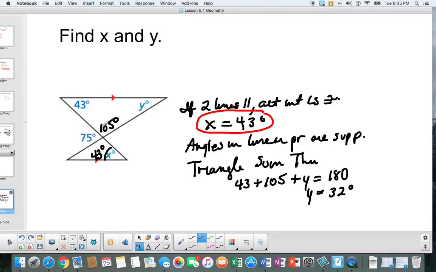And I knew that these two angles are a linear pair, and I know they added up to 180, so that's how I got 105. Now I know that these three angles from the triangle sum have to add up to 180, so y is equal to 32. And that's the end of the screencast.